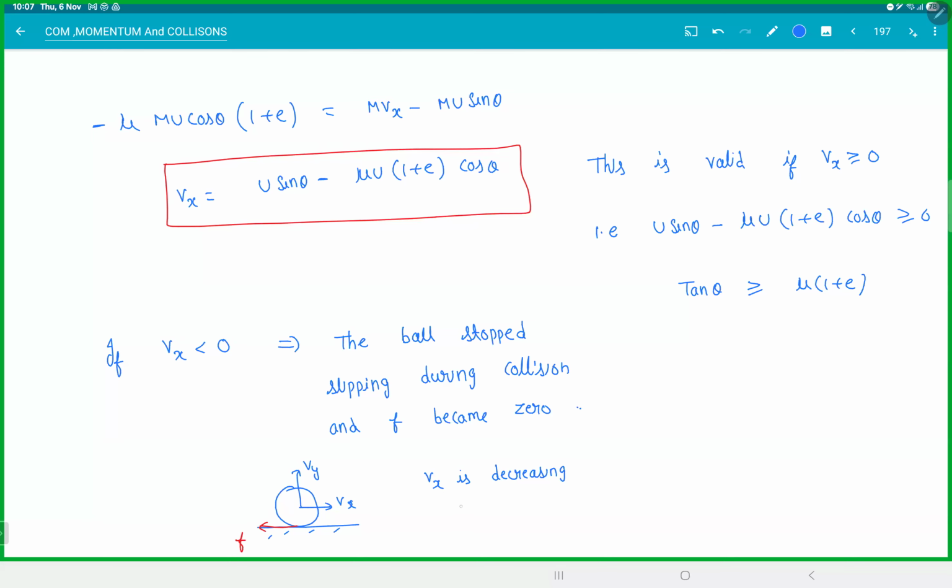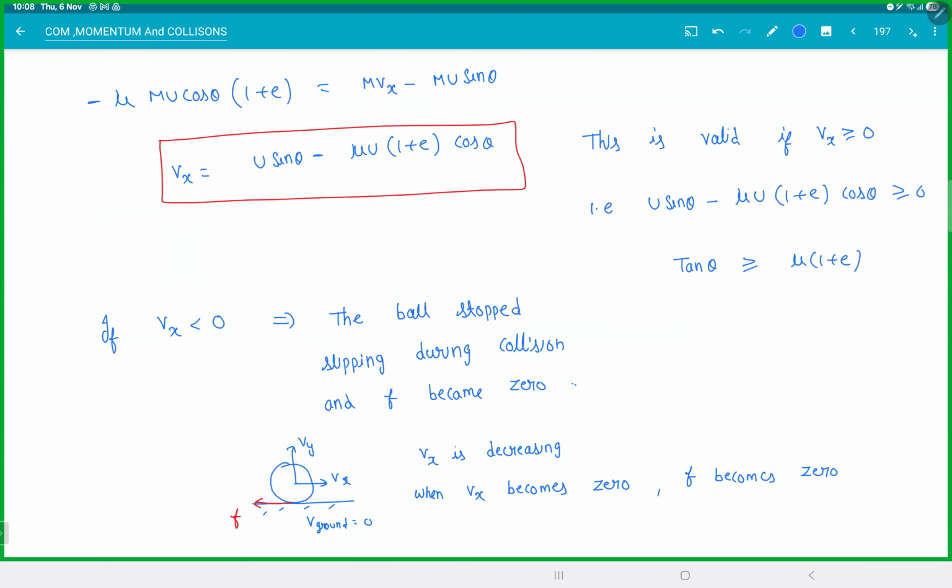The moment when Vx becomes 0, the friction is trying to stop you. Sometimes it can't stop you, so it will go away. That is okay. But sometimes the friction is so strong, it will stop you. The moment when Vx becomes 0, now you tell me, didn't the friction do its job? What is the job of the friction? To stop the slipping. What is slipping? Slipping is relative velocity between the ball and the ground. What is the ground's velocity? 0. So when the ball's velocity becomes 0 and the ground's velocity is also 0, there is no need for the friction to act anymore. F becomes 0. That means the friction did not act for the entire time of the collision.